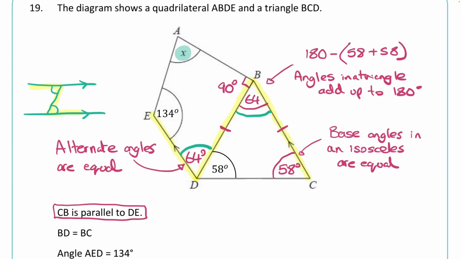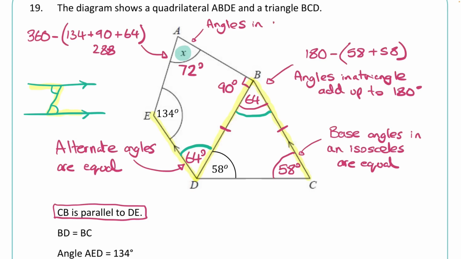We can now look at the missing angle within that quadrilateral, and if we add together everything that we have, we need to subtract it away from 360. So we'll add together the 134, the 90, and the 64, and let's take it all away from 360. There we go, that all adds up to 288, and if we take that away from 360, we get 72 degrees. And we could give one more reason here, and that's because angles in a quadrilateral add up to 360 degrees.